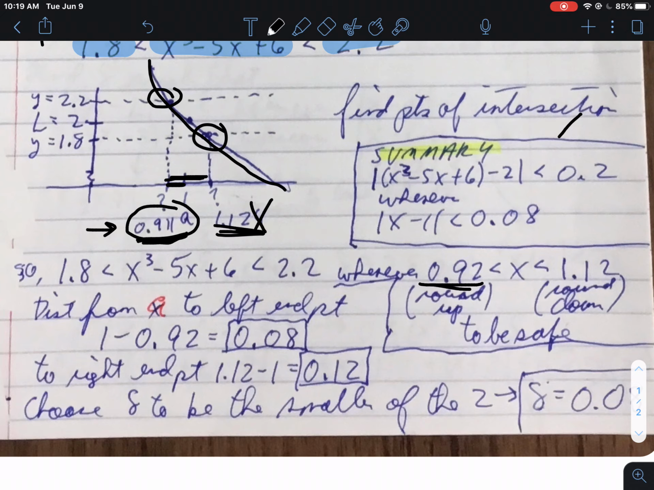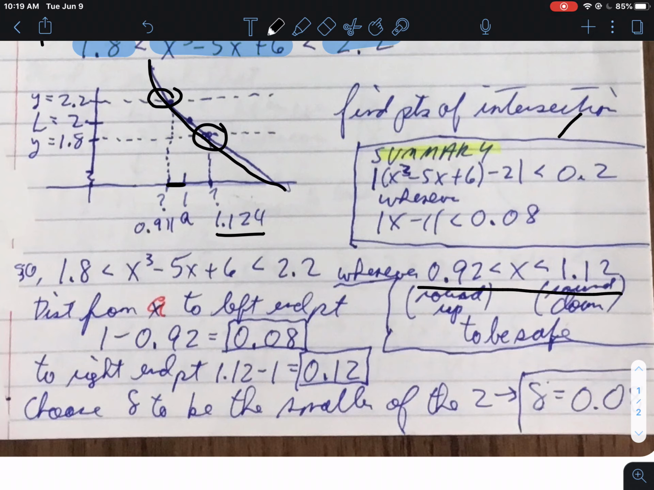So now be careful with that part of it. We always round up on the left. Once you find your numbers, round up on the left, and I'm going to say truncate or round down on the right. And it's just to be safe. It's just to make sure that we are within the specified interval. So now I have an interval of values for the x. I know that if x is between 0.92 and 1.12, then I'm going to be between 1.8 and 2.2 on my y-axis. But we need to choose a delta value.